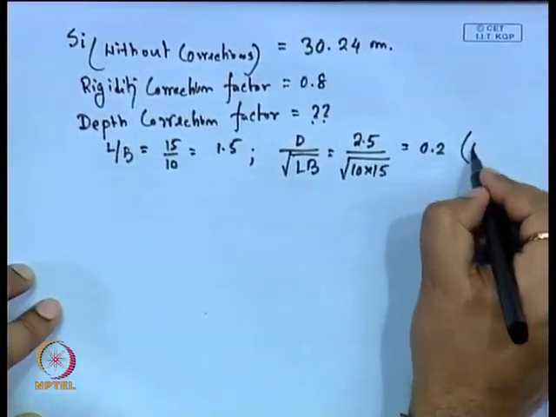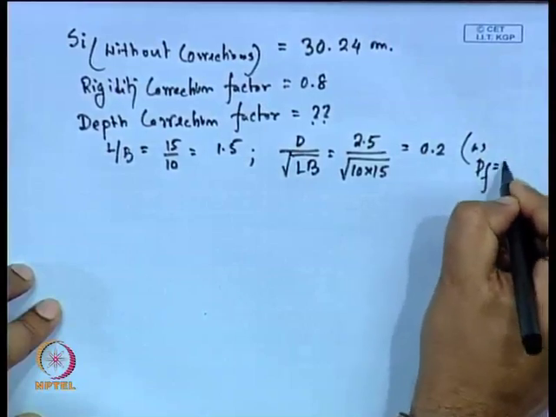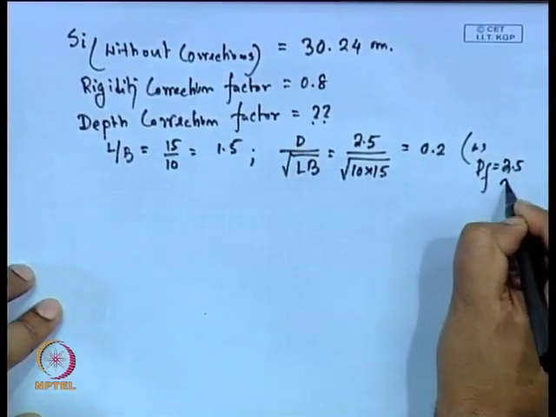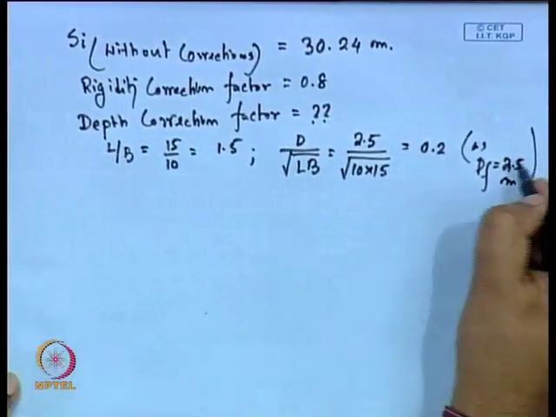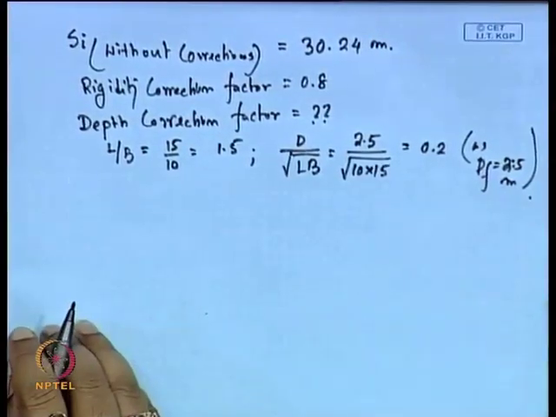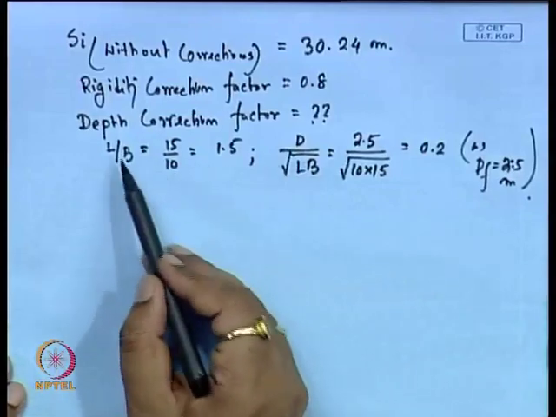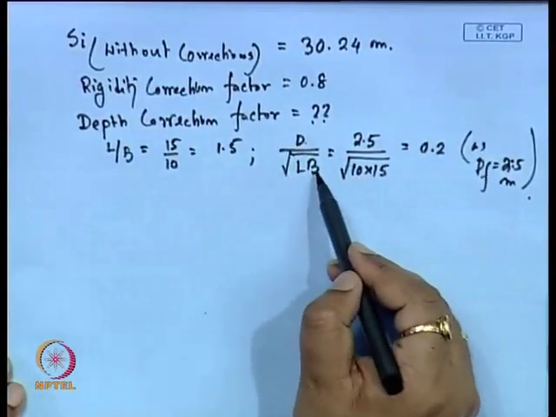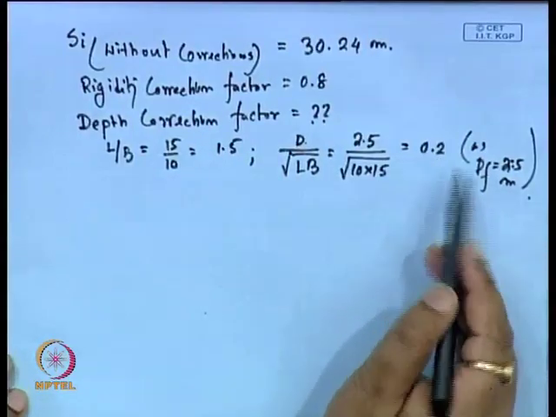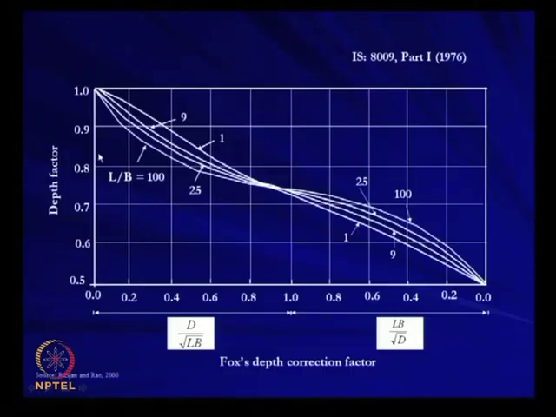So, DF equal to 2.5 meter. Now here we will get L by B equal to 1.5 and D by root over L B equal to 0.2. So corresponding to this figure, D by root L B is 0.2 and L by B is 1.5.